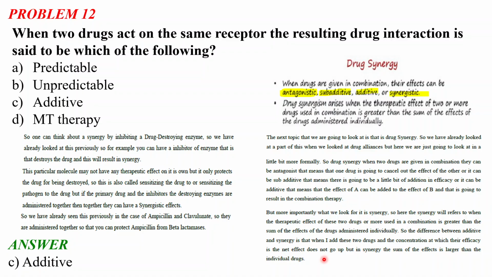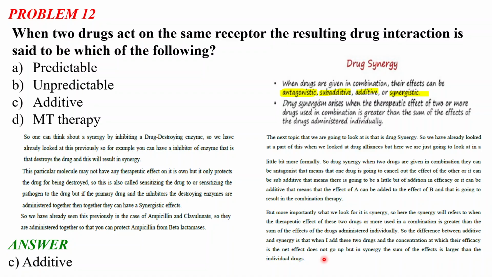Subadditive means the effect of one drug increases a little bit with the addition of the second drug. But when drug A and drug B are given and the effect is equal to the individual effects of the drugs, for example, drug A is producing some effect and drug B is producing some effect, and the combined effect is the sum of the two, it is known as the additive effect.